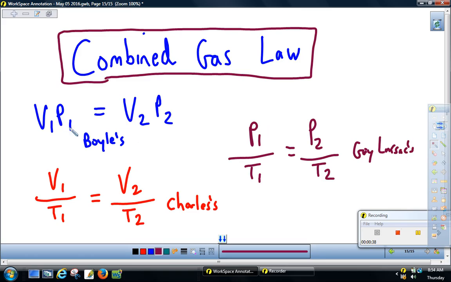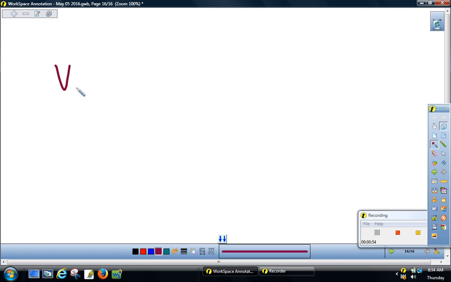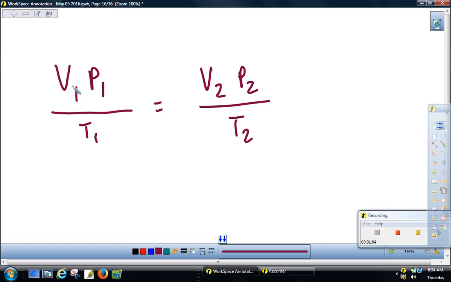Now you notice here, volume and pressure are always on top. They are numerators. Temperature is always on the bottom of our ratios, the denominator. And so we can combine these three formulas into one combo formula called the combined gas law, because in the real world, often we have volume, pressure, and temperature changing. So you plug these three formulas in together, and we get that the starting volume times the starting pressure divided by the starting Kelvin temperature is equal to the final volume times the final pressure divided by the final Kelvin temperature.